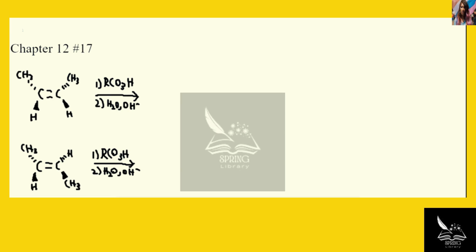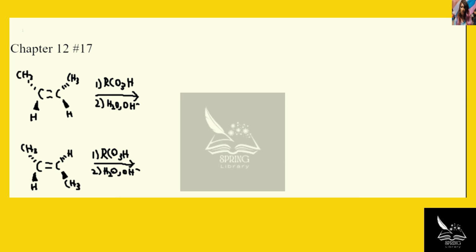This is the answer to Chapter 12, problem number 17 from the Smith Organic Chemistry textbook. This problem asks us to draw the products formed when both cis and trans-2-butene are treated with a peroxyacid followed by hydroxide ion and water. And then we're asked to explain how these reactions illustrate that anti-dihydroxylation is stereospecific.